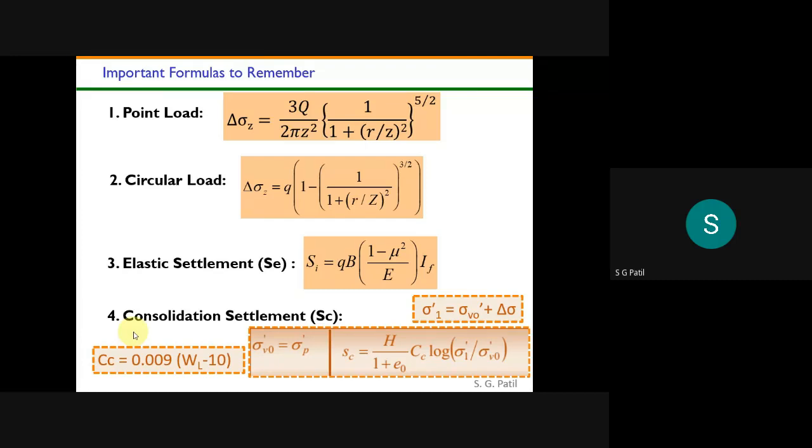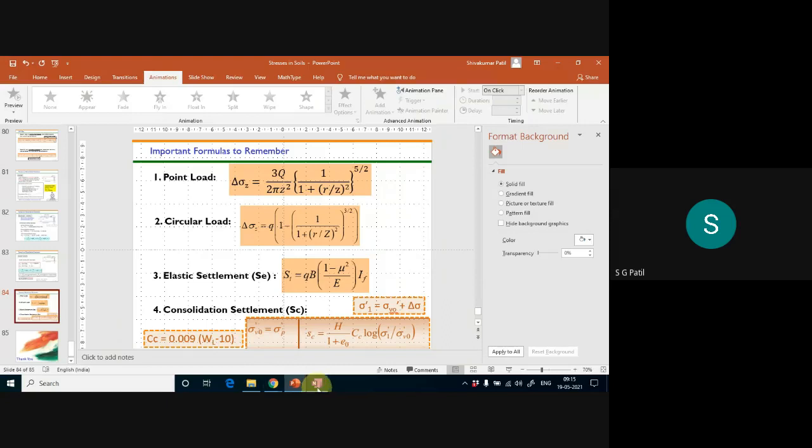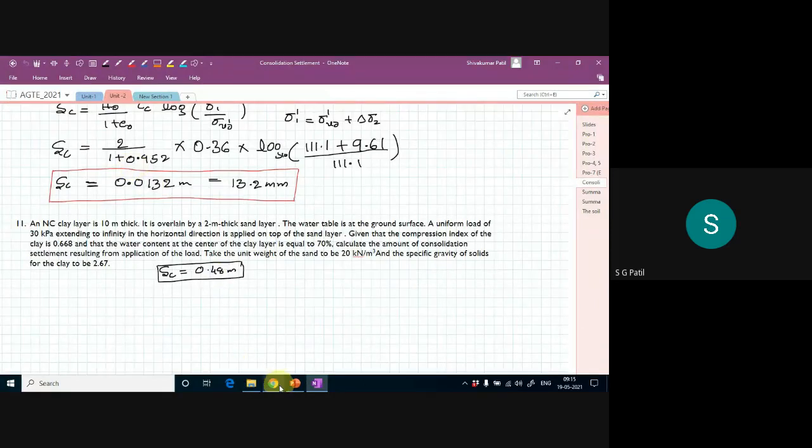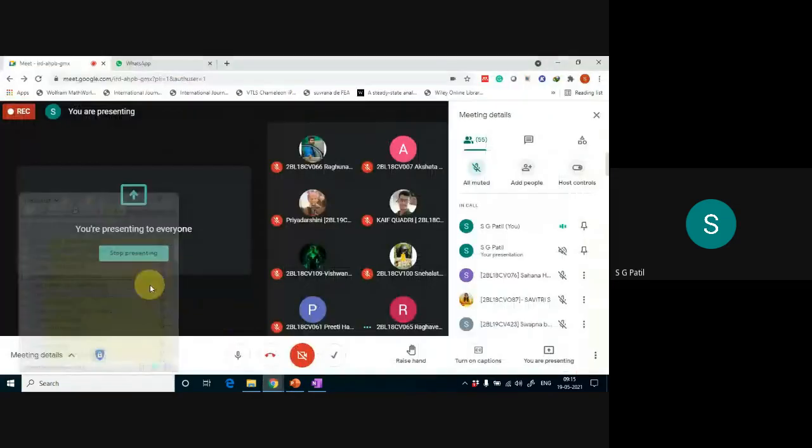So this completes your unit 2. If you want to discuss anything, you can discuss. Otherwise, I can end the meeting, because this was what I planned today. From tomorrow onwards, I will start a new chapter, that is shallow foundations. So if you want to discuss, please ask.